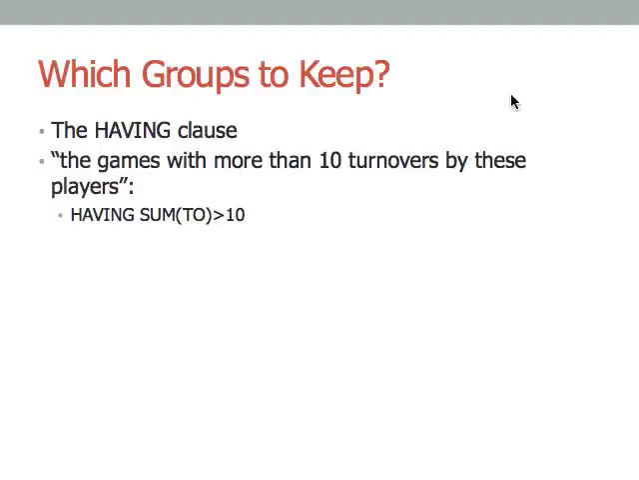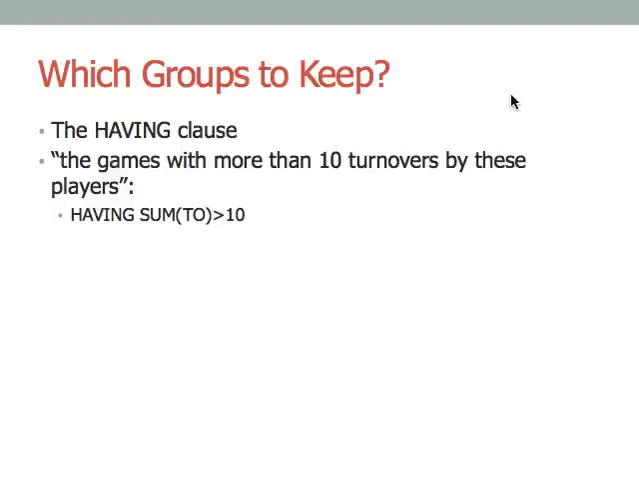Finally, we've removed the players who had less than 10 minutes. We have grouped by game. We know that the sum of turnovers will give us total turnovers for each game. But we want to keep only those games where the total turnovers is greater than 10.